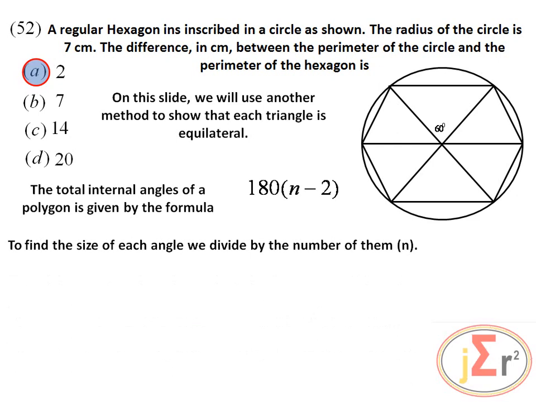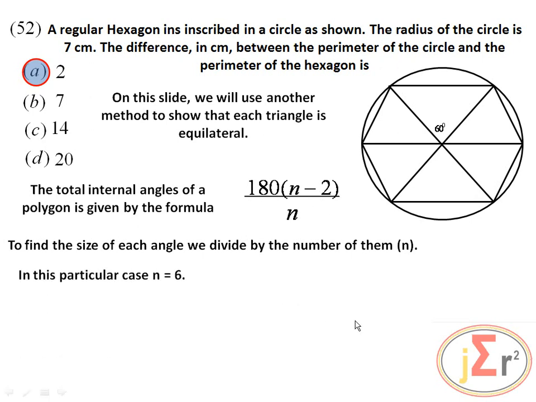So to find the size of each angle, we will divide by the number of them. So this will give us the total of the interior angles of the polygon. Therefore, to find the size of each interior angle, we will divide by the number of sides, or the number of angles. Right, so this will give us the total of all the interior angles, and to find the size of each one, we will divide by the number of them.